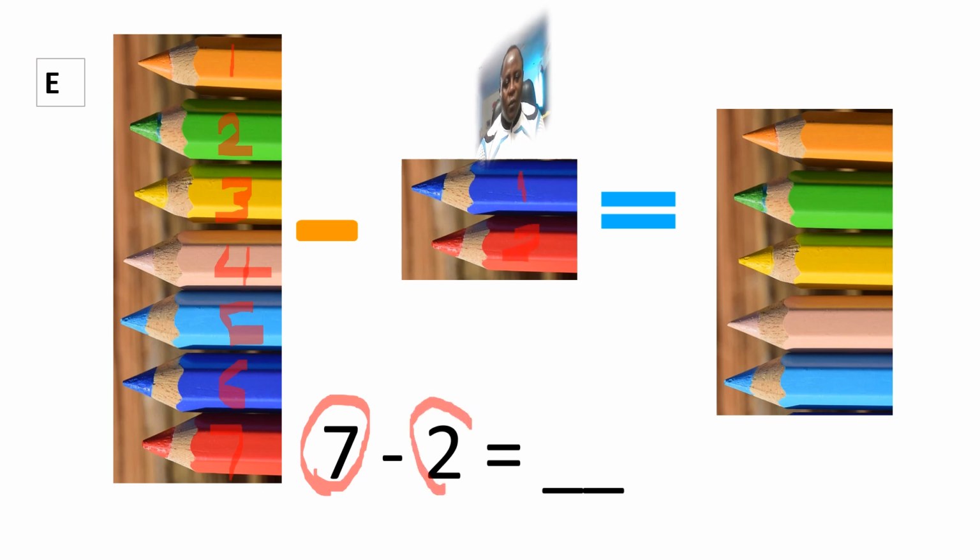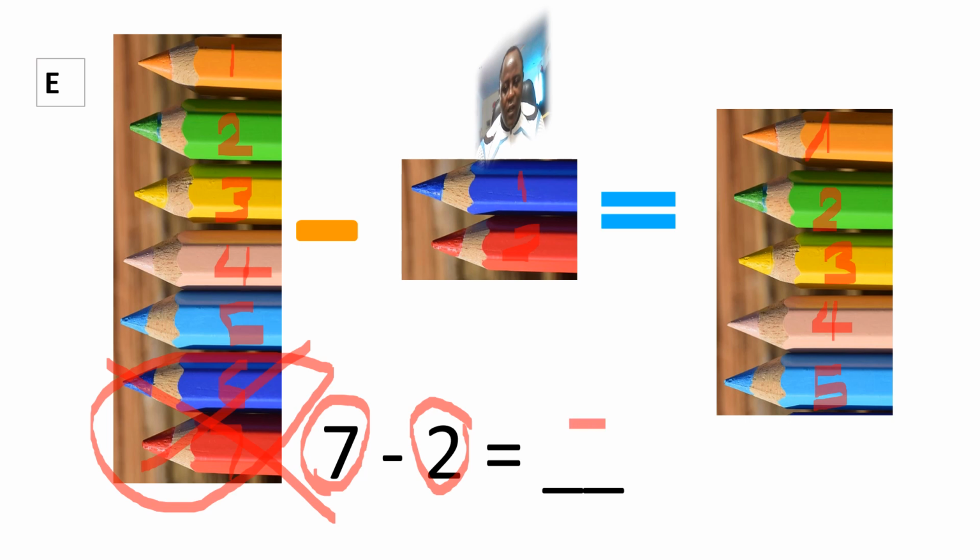This 2. You see, the blue and the red are taken out. They are cut off. How many do we have left? 1, 2, 3, 4, 5. So our answer is 5. Good job, if you got it right.